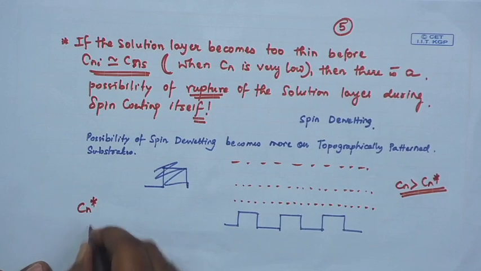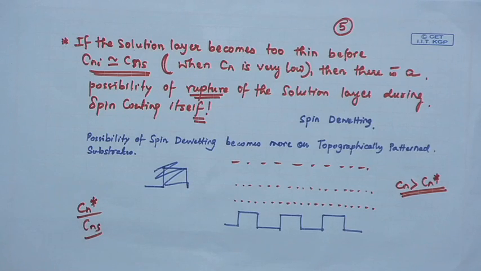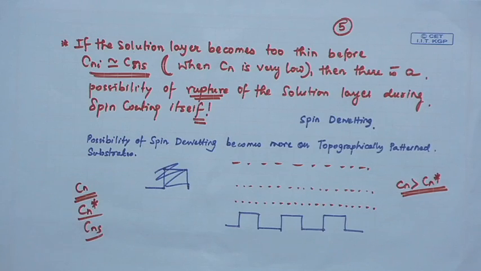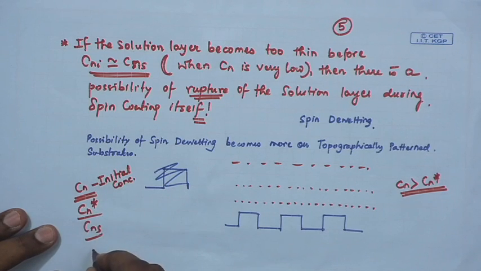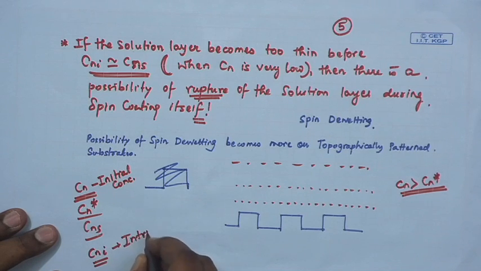the interesting thing is Cn star and Cns are two other parameters. Cns is independent of the substrate geometry, because it is the saturation concentration. It is a property that simply depends on the solute and the solvent, nothing else. However, Cn star in fact depends on the wettability, the pattern periodicity, geometry, and a whole lot of things. Then you have Cn, which is the initial concentration of the solution which you are dispensing, and you also have Cni, which is the intrinsic concentration at any instant of time.